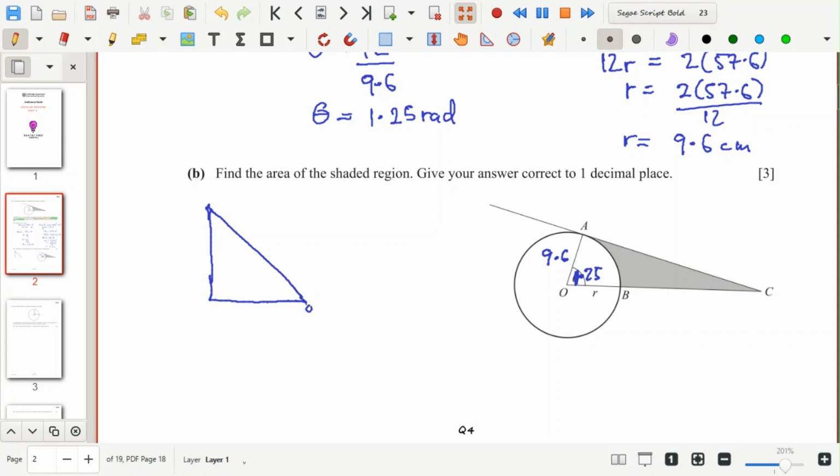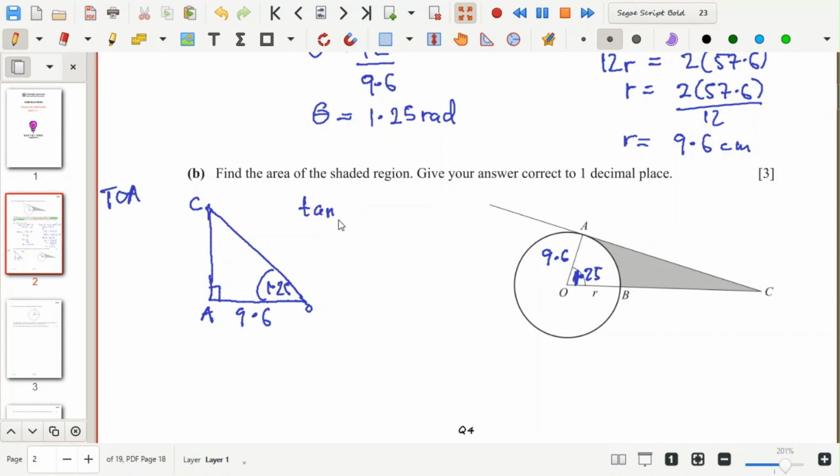This is your O, 1.25. Your base is 9.6. A, then here you have C. Okay. So you can find the area of this easily. But first of all, you have to find the height of this right angle triangle. What can we use? What trig function can we use? We can use tan. Okay, tan is opposite over adjacent.